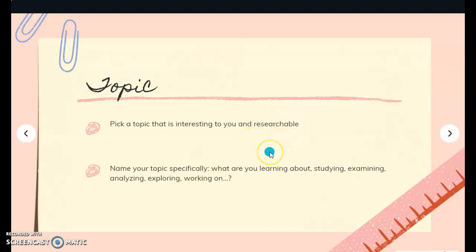Some research just isn't available. You can't find out how effective a COVID-19 vaccine would be because we don't have a COVID-19 vaccine. There's no way for you to do that research yet. And then you're going to need to name your topic specifically. What are you learning about? What are you studying? What are you examining? You want to use these kinds of verbs, okay?